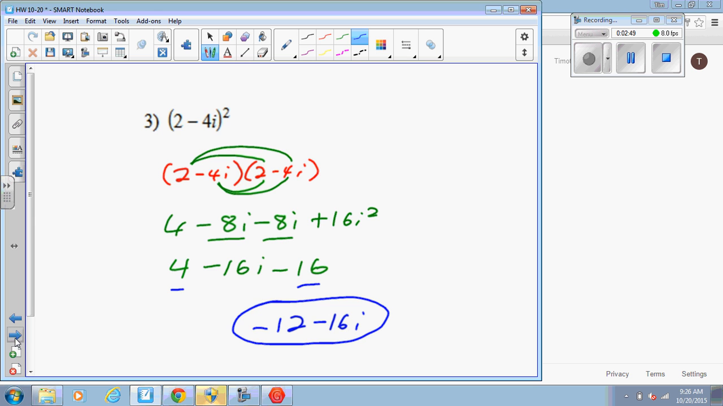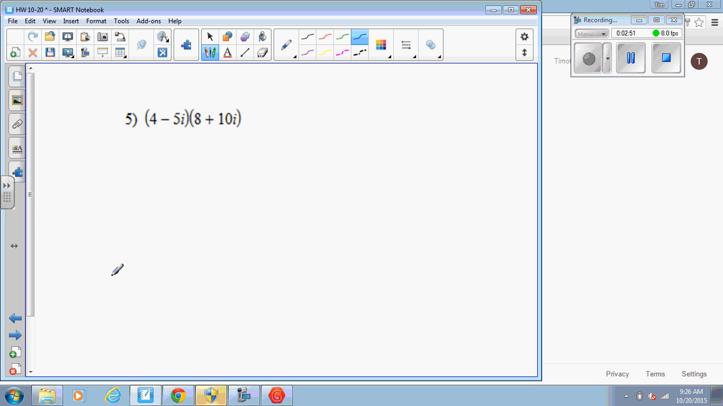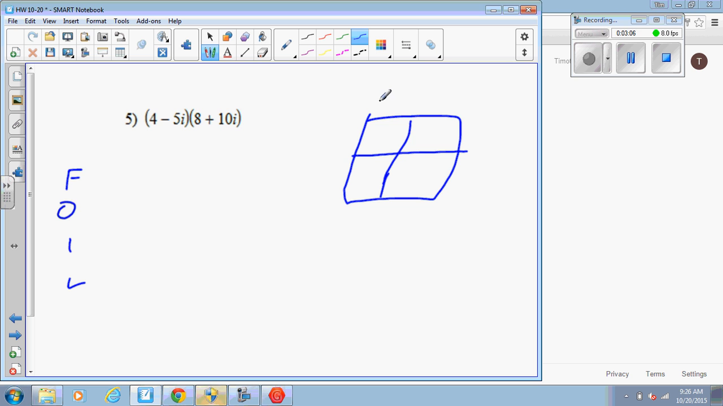All right, number 5. Again, we're just going to do FOIL. We can do FOIL in different methods. Some people like to write out the FOIL. Some people will do the box method. I don't care which one you use. I'm going to try this one today, right now. So here I would put 4 and negative 5i. Here I would put 8 and 10i. This is one method. It's all going to be the same.